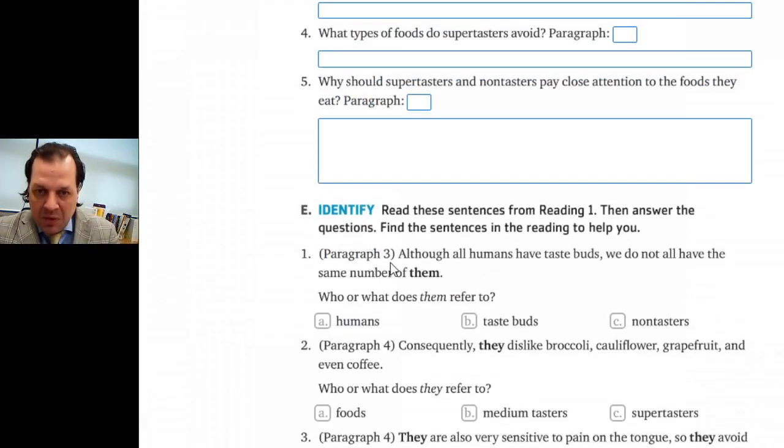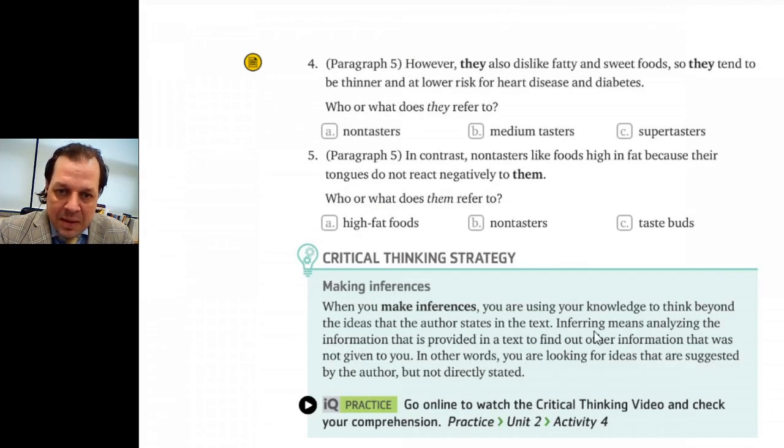Part E is identifying the following from reading 1. They tell you the paragraph. Although all humans have taste buds, we do not all have the same number of them. What does them refer to? Well, in this case, the same number of taste buds. I don't want to show you all the answers, but that one's for free. You should be able to work through these identifications.